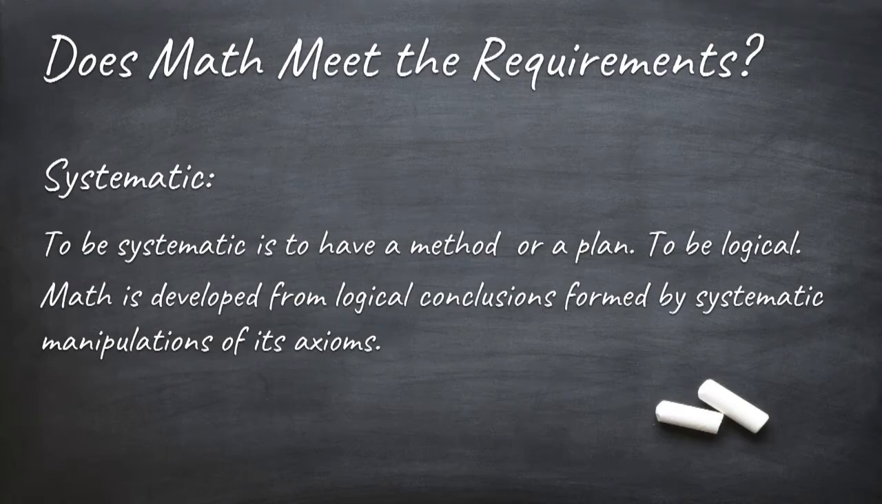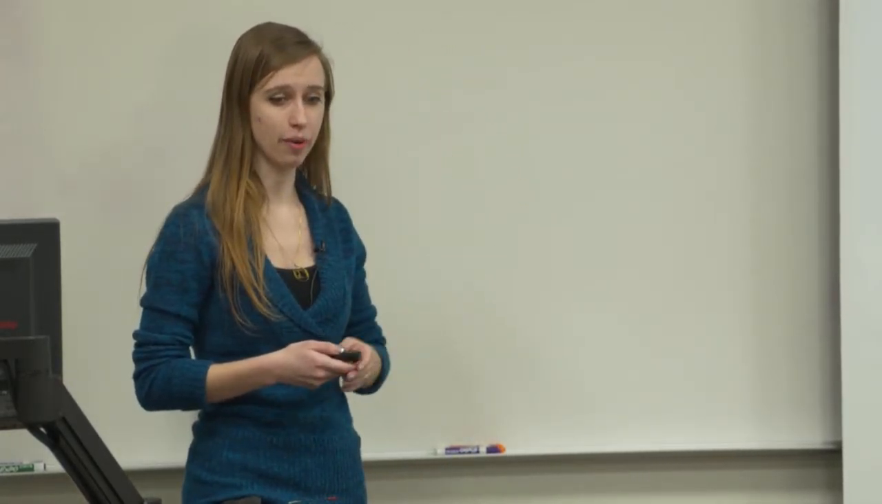So math began with what we call axioms, or building blocks. They're things that we take to be true. And then the mathematics is when we take those axioms, work with them logically through systematic manipulations, and come up with another conclusion. And then taking that conclusion and some other things, working with them logically until we come up with another conclusion, and so on and so forth. And as we work with math today, we are continuing this pattern of taking what we know, working with it logically until we can find something new. So by its very nature, math is developed from logical conclusions formed by systematic manipulations of its axioms, and is very systematic. So math fits the first criteria for a language fairly well.